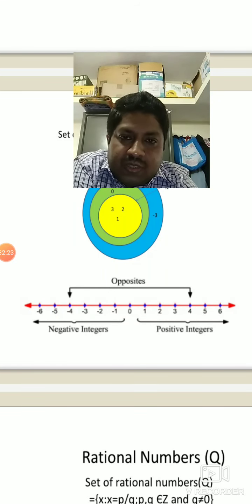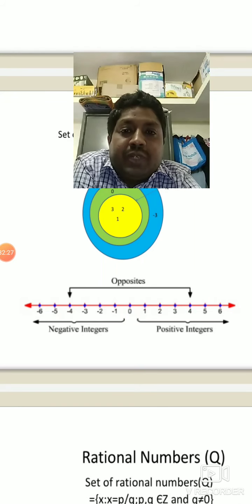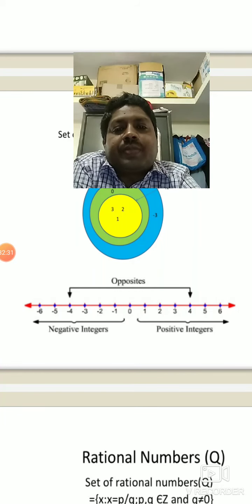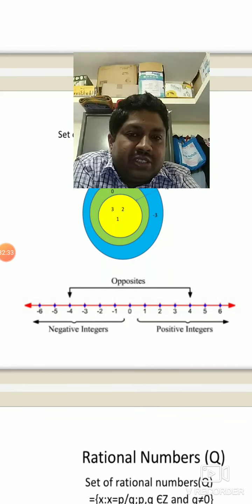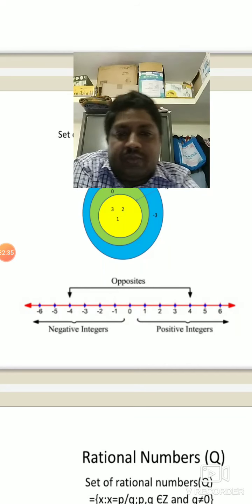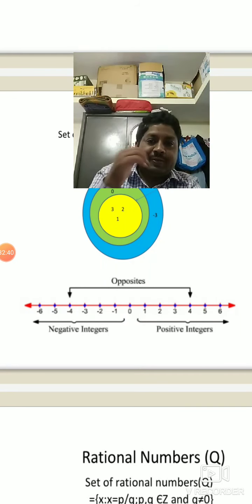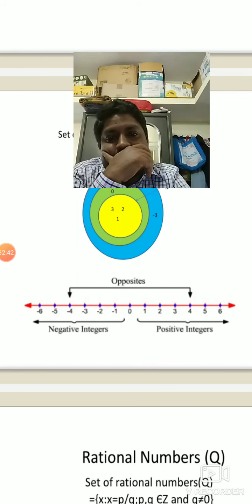Example for integers. Do you know examples for integers? The melting point of mercury is minus 39 degrees centigrade. So measuring temperature and all this, and depth of the sea, the direction opposite, all these things are integer examples. Got it?